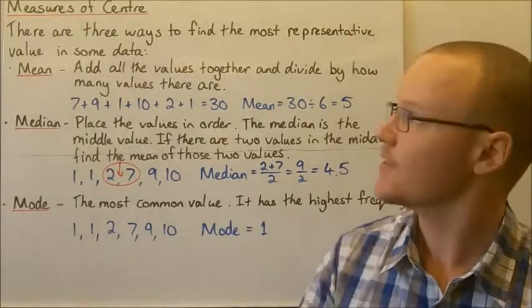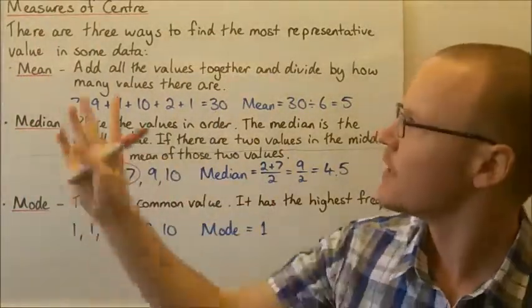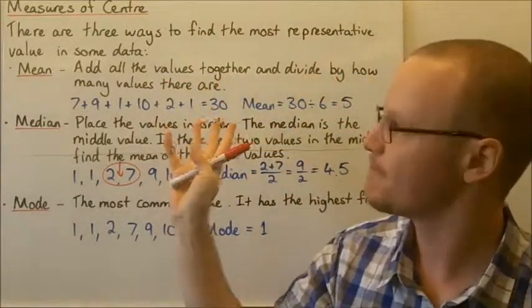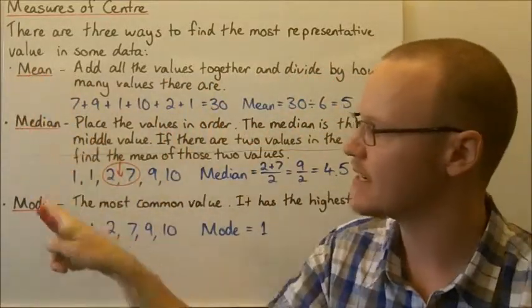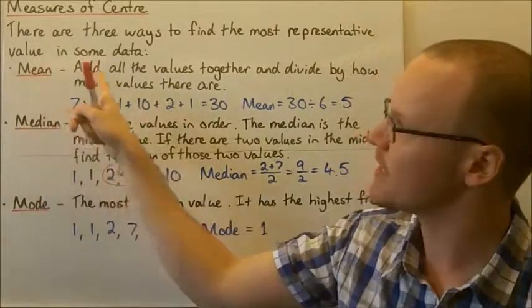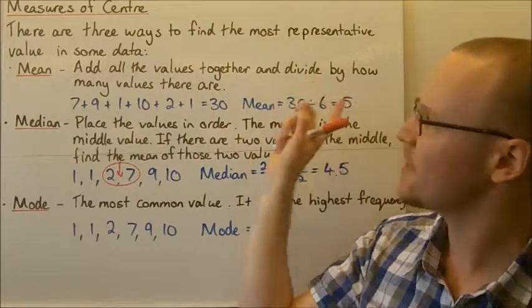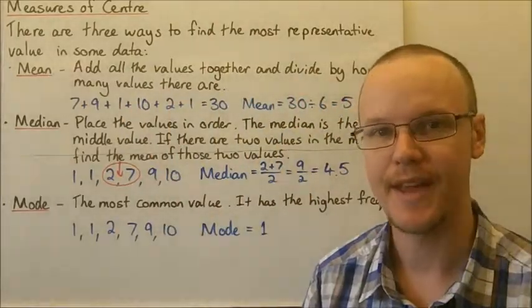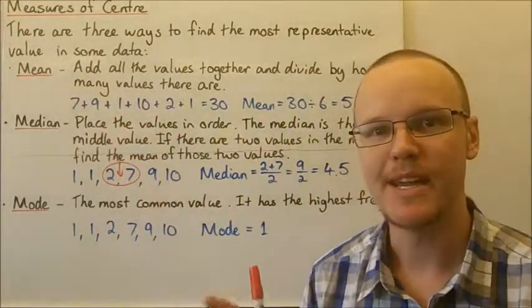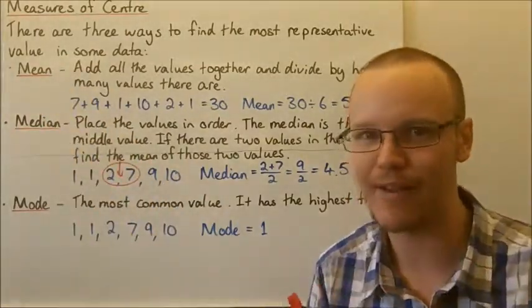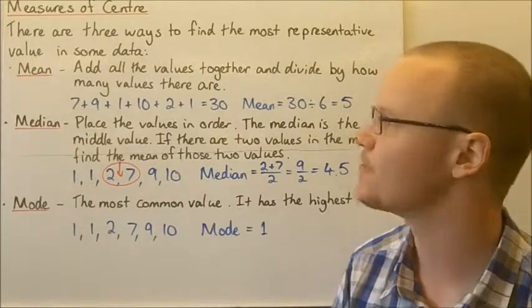Today we're going to look at measures of centre. There are three ways to find the most representative value in some data, and they're the mean, median and mode. The mean, we can find that by adding all the values together and dividing by how many values there are. You might know the mean as the average, but in fact each of these is a different kind of average in its own way, and they're useful in their own way.